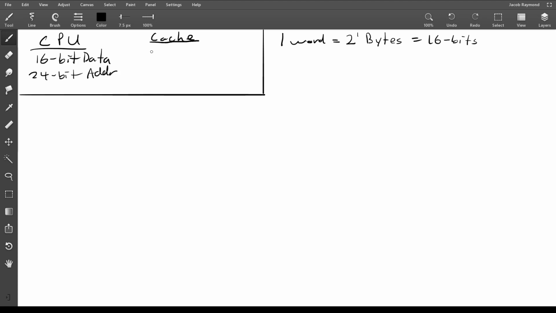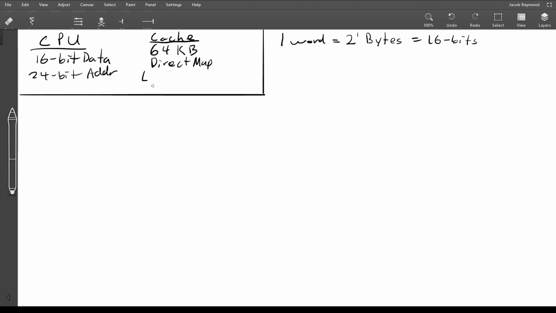Let's assume here that it is one of the smaller caches, so maybe only 64 kilobytes. It'll be direct map. And we'll say a line size of 16 words. Or actually, I'll just go ahead and use the 64 bytes. So one line is 64 bytes.